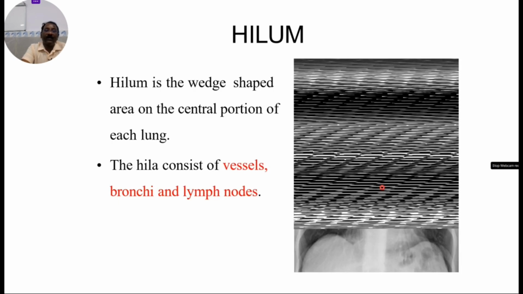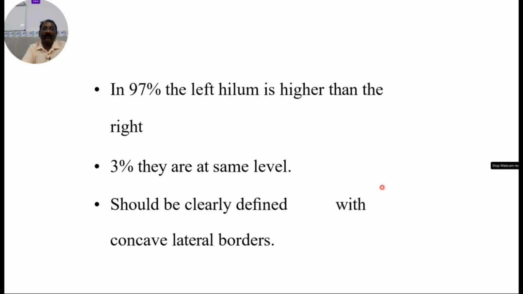See, hilum is a wedge-shaped area on the central portion of each lung. It consists of vessels, bronchi, and the lymph nodes. In 97% the left hilum is higher than the right. So that is the most important point. Right hilum and the left hilum, which one is at the higher side? The left hilum is higher than the right side most of the time. In 3% they are at the same level. The hila should be clearly defined with concave lateral borders.